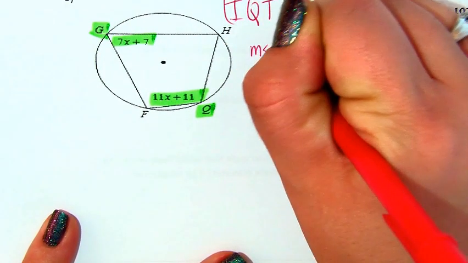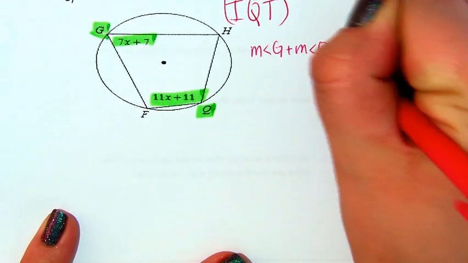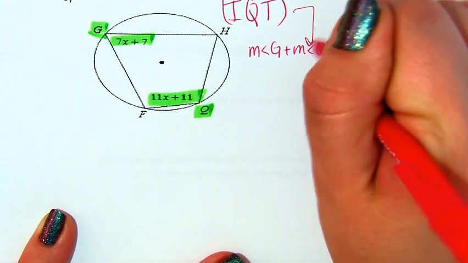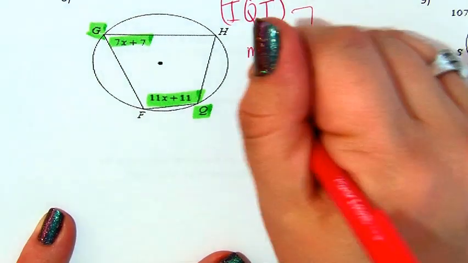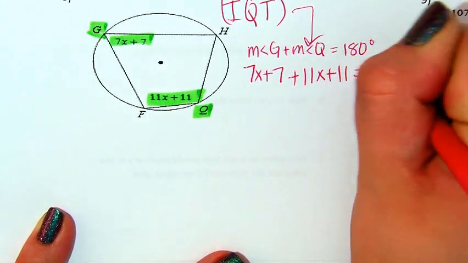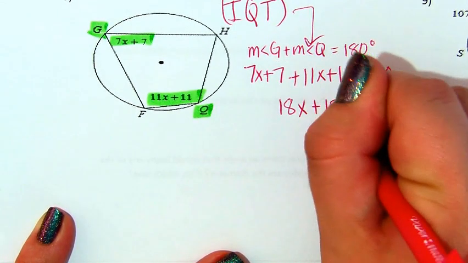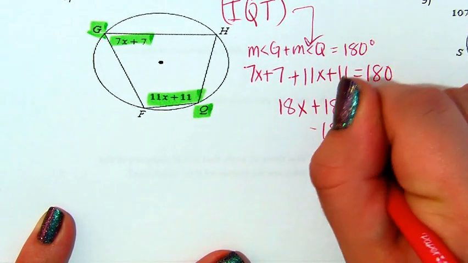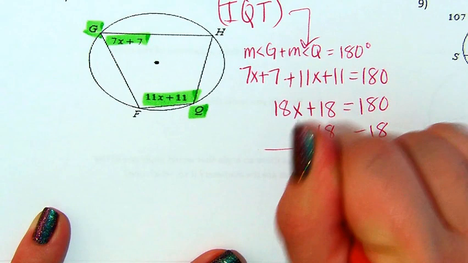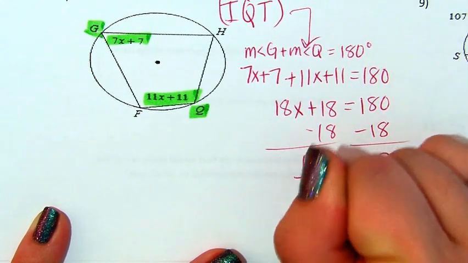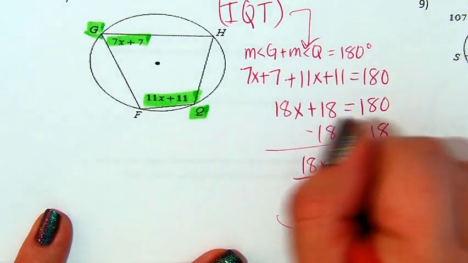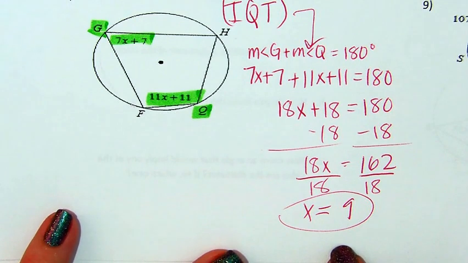So the measure of angle G plus the measure of angle Q is going to equal 180 degrees. This is the geometry piece from the theorem. Now we're back in Algebra 1, and we're going to solve for x by plugging in what we have for each piece. We get 18x plus 18 equals 180. Subtract 18 from both sides, we end up with 162 equals 18x. Divide by 18, and x equals 9.